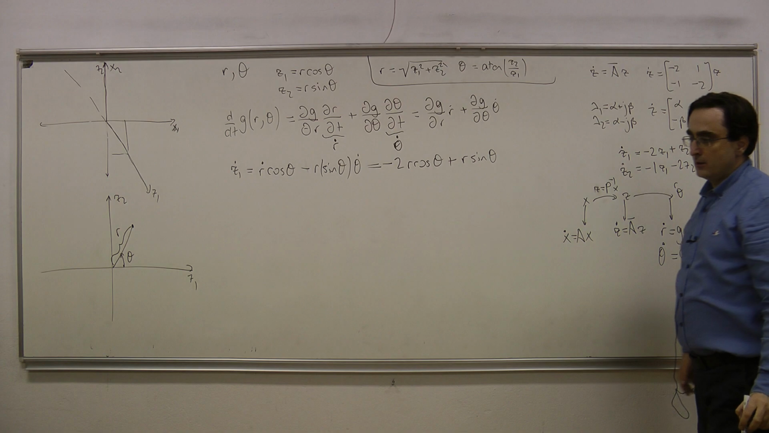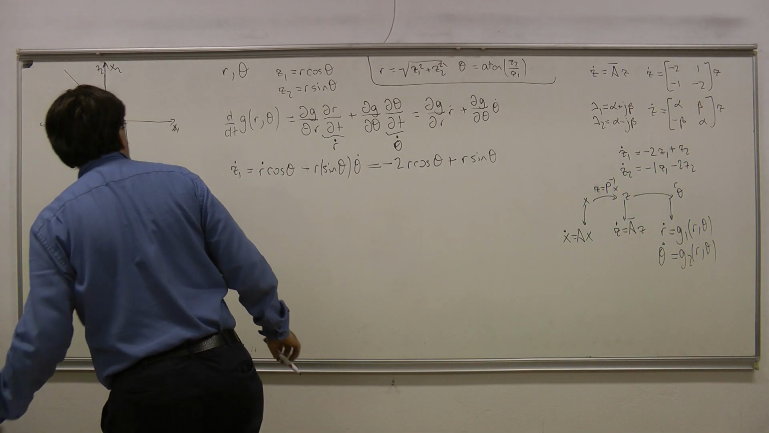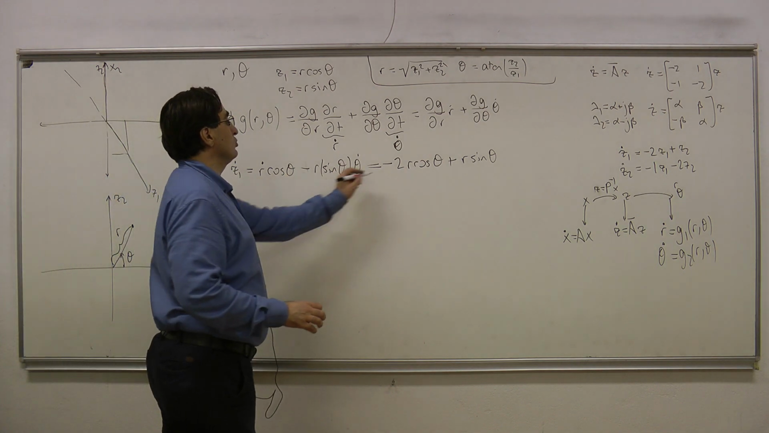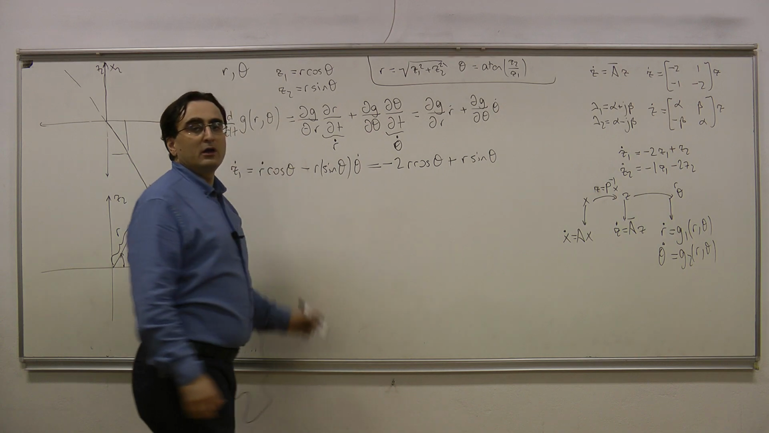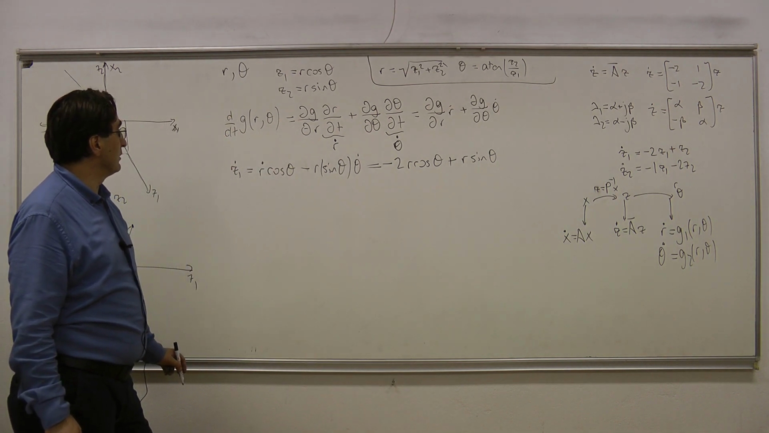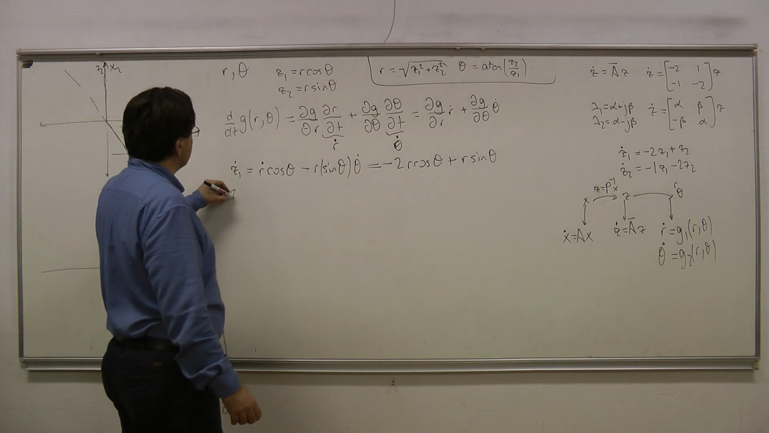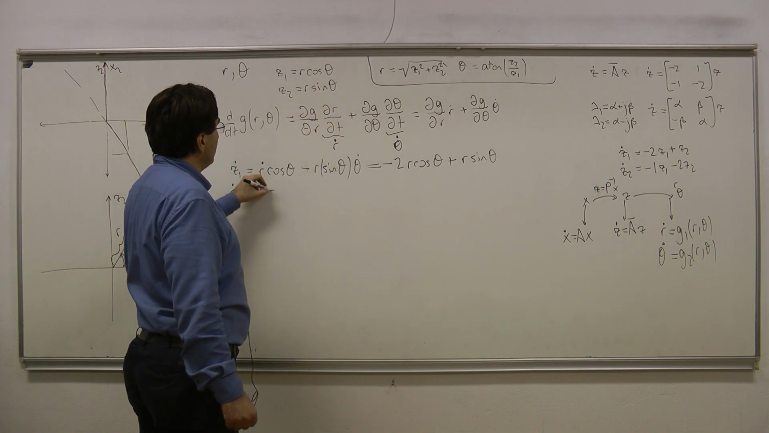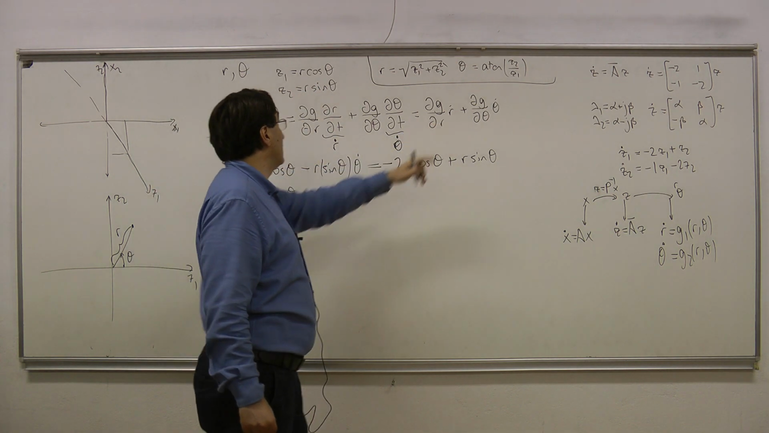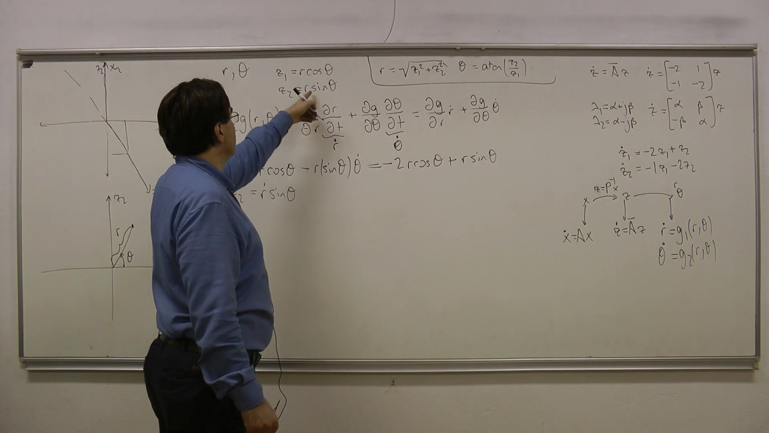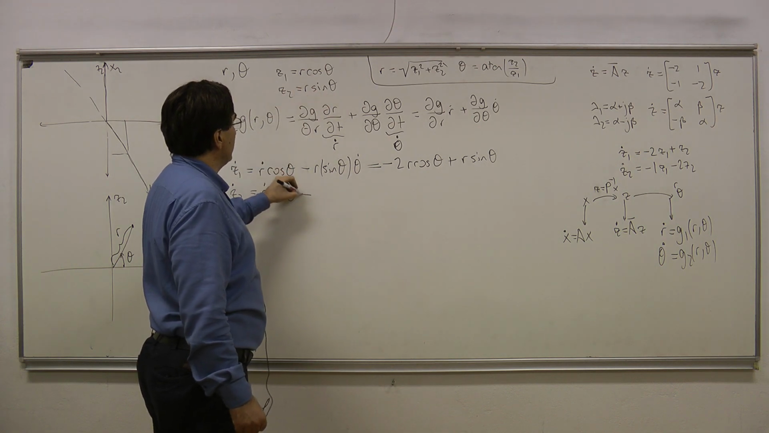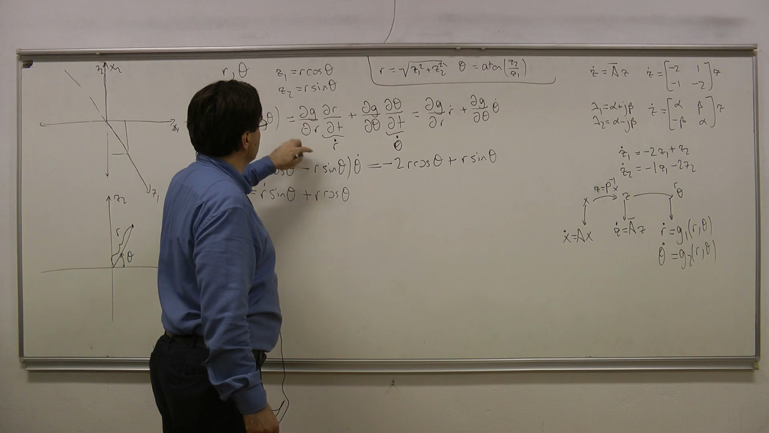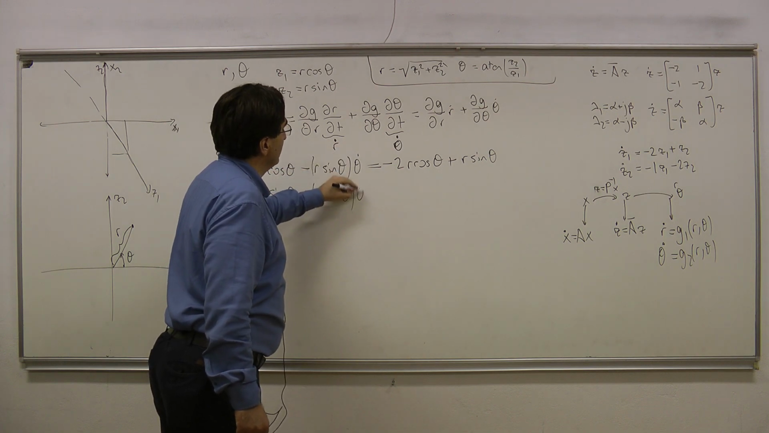Okay? So I get here an equation for z1 dot, and you see that these two quantities should be equal if I did everything correctly. Okay? Let us calculate z2 dot, which is the derivative of this thing with respect to r. It is sine theta times r dot. And the derivative of this thing with respect to theta is r cosine theta times theta dot.